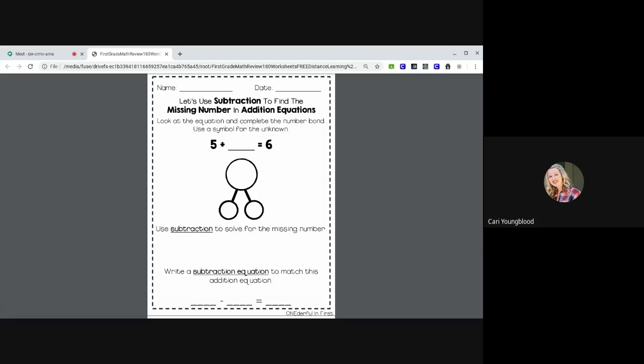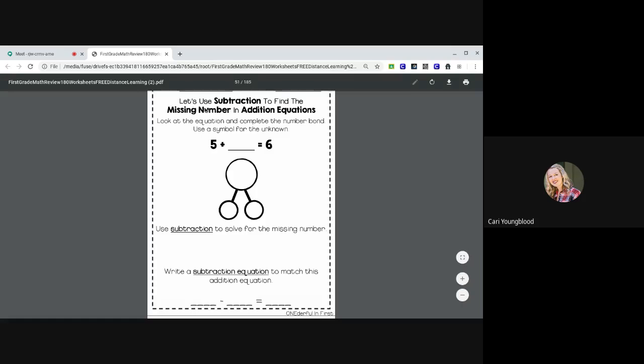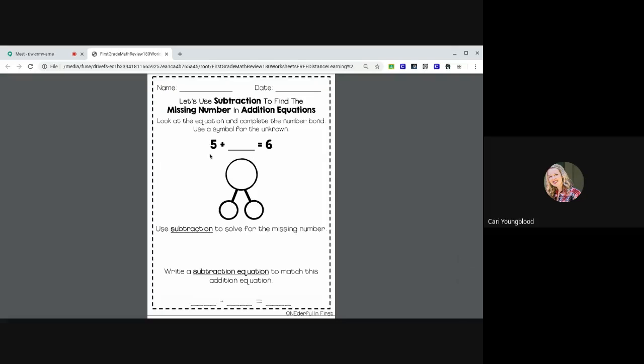So, friends, what we're going to be practicing today is, let's use subtraction to find the missing number in addition equations. Look at this equation, and we can see easily that there's a number missing here. One of the add-ins is not here. So we're going to use a part whole model to see if we can figure out that missing number. Let's read the equation together. 5 plus blank equals 6.